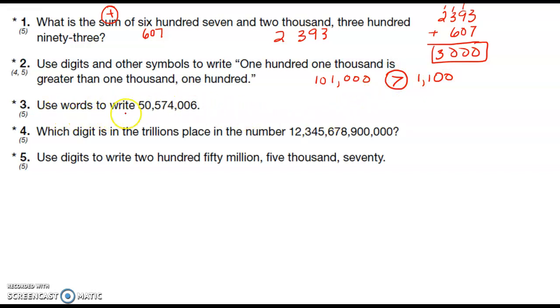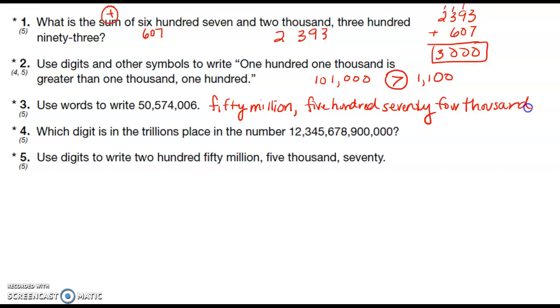Number 3, use words to write 50,574,006. So this is 50 million 574,006. Okay.